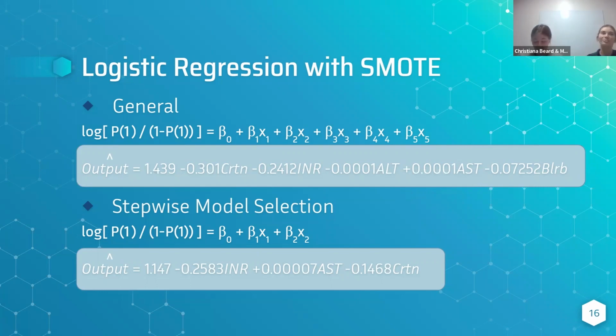Going back through them again, first logistic regression, we did the same steps, and this is what we got for the first method, as you can see there. Under stepwise model selection, we actually found a little bit of a difference between having SMOTE and not having SMOTE. We see that we now have INR, AST, and creatine.